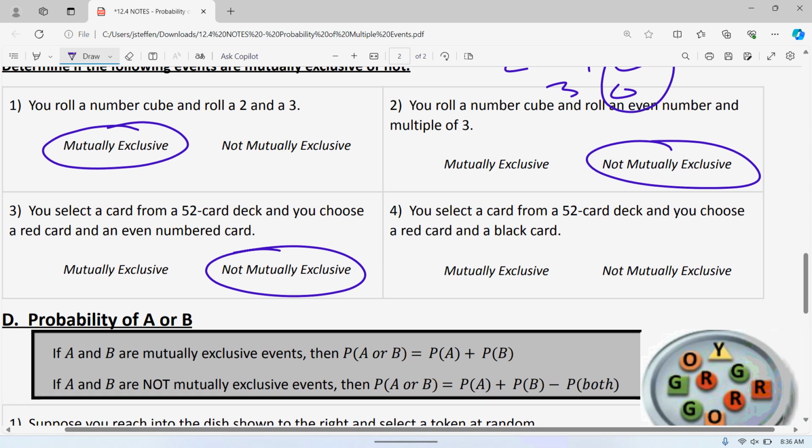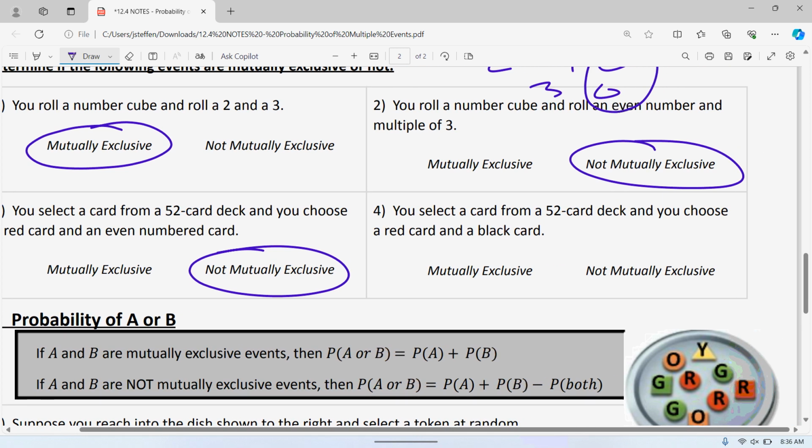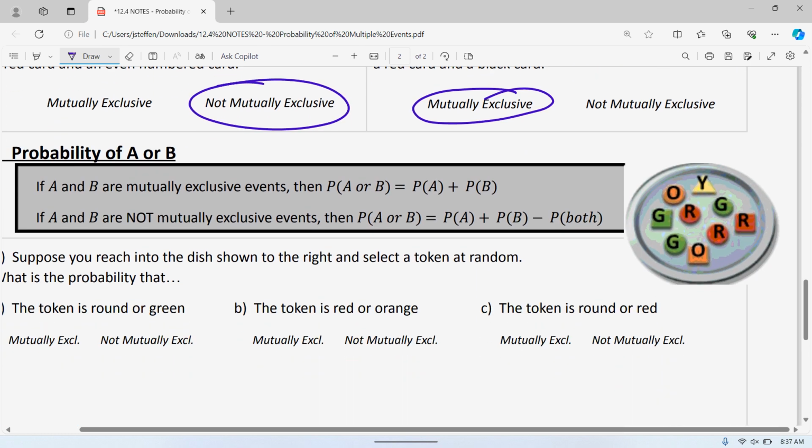You select a card from a 52 card deck, you choose a red card and a black card. That is mutually exclusive. They exclude each other because in a deck of cards, you cannot think of an example that is both a black card and a red card. So those completely exclude each other. Now this one's important because this one does determine what formula you use.